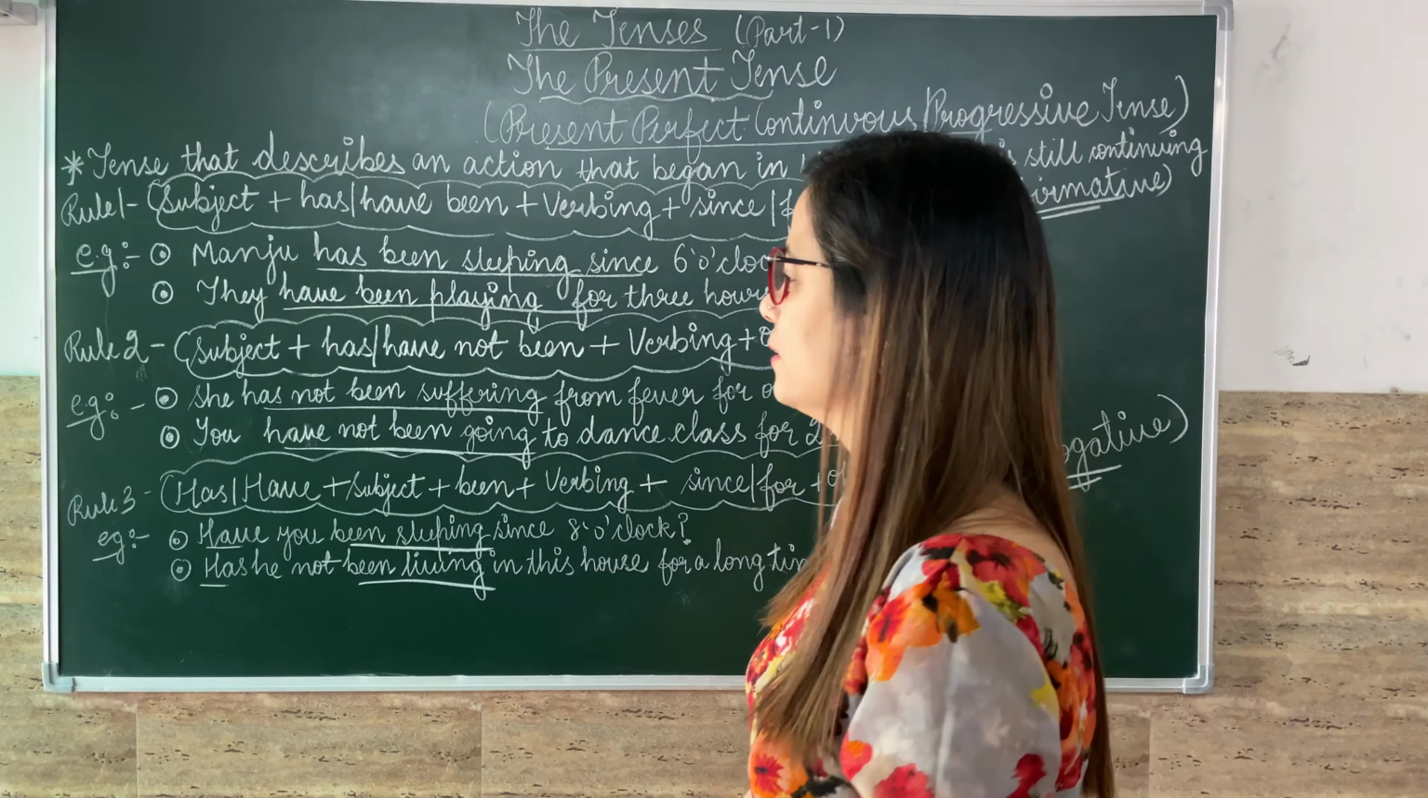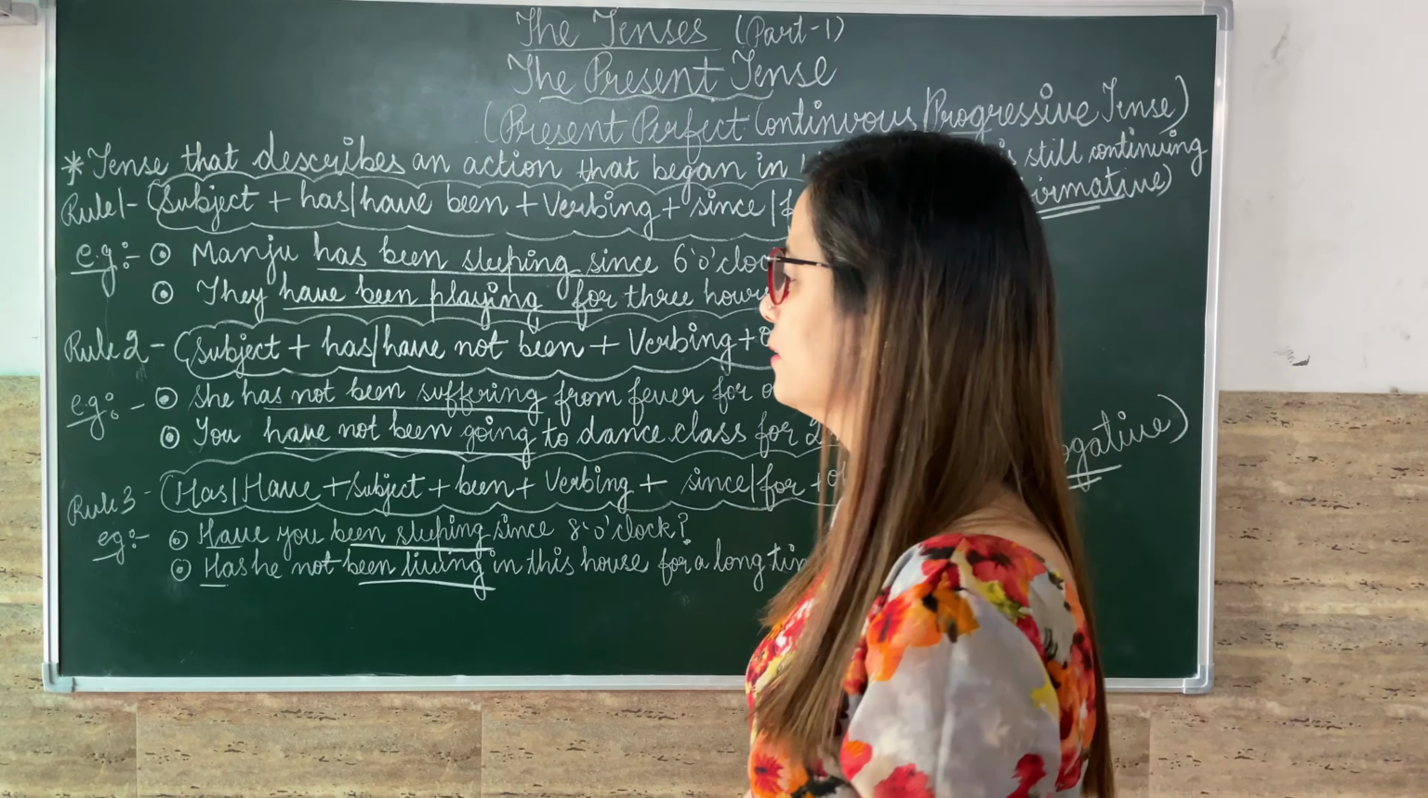Then the last one is the interrogative sentence of the same tense. Again, in an interrogative sentence, the rule is we always use the helping verb in the beginning of the sentence. So here we will use has or have according to the subject. Then we will use subject, then been, verb ing, then again to indicate the time when that action started, we use since or for, and then object or object complement.